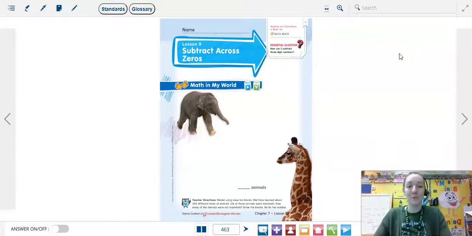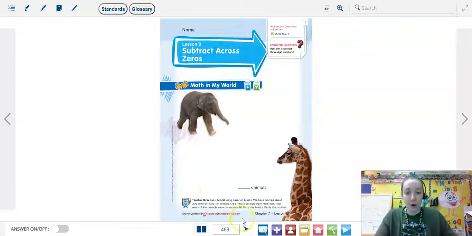Hi friends, today we're going to be working with lesson 9 in your textbook, and it's the last lesson in this chapter, and it's about subtracting across zeros. And we're going to work with it for a little bit because it can be kind of tricky sometimes, okay? So if you open up to page 463, you can follow along.